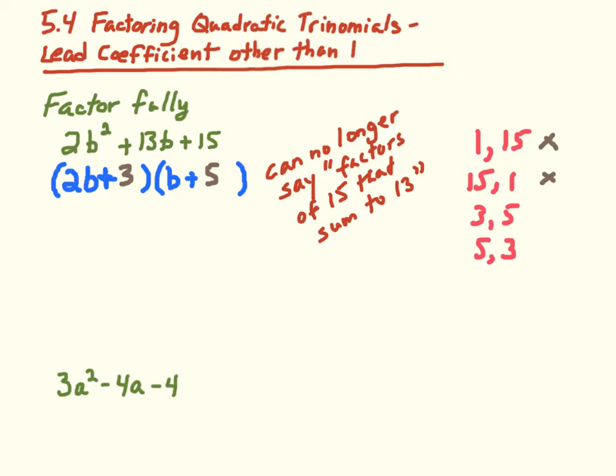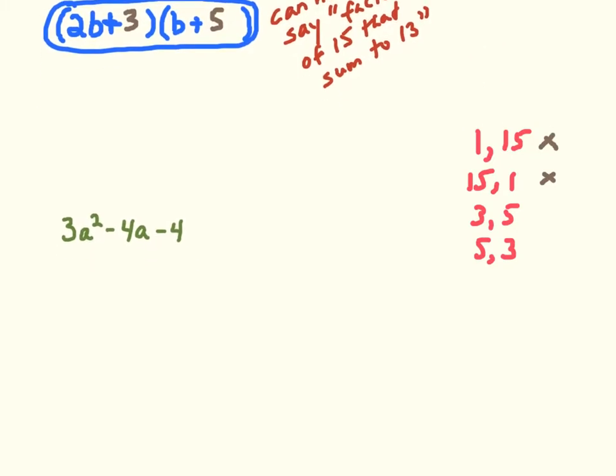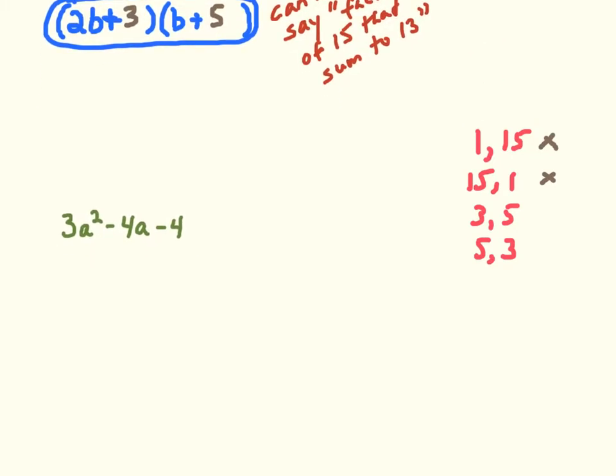So this is our answer. Let's go with that for that one. That's the correct factoring. All right, so let's look at this next one of 3a squared minus 4a minus 4.